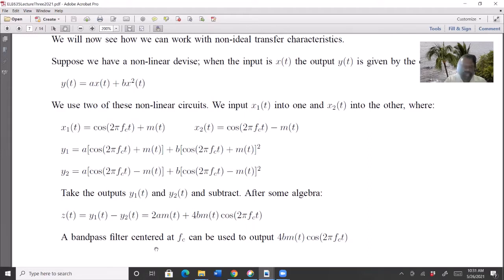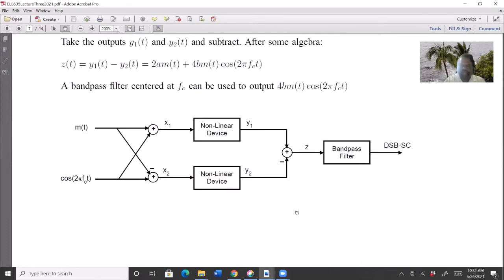So the whole circuit is, you have two nonlinear circuits and you take m(t), this is the message signal, this is the carrier. You can see X1 as the addition, X2 is the subtraction, sent through the nonlinear device, take Y1 and Y2 and subtract. Okay, and then send through a bandpass filter centered at FC and you get DSBSC.